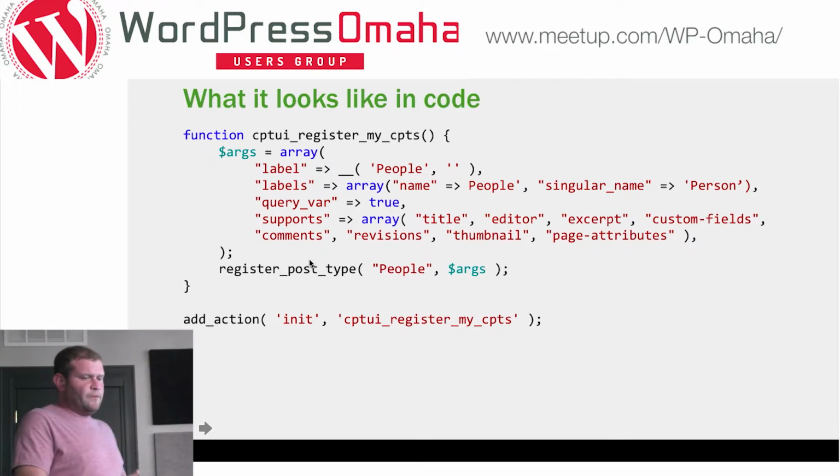I define what base WordPress capabilities I want this thing to support. And then once this is created, in your little admin sidebar, you would have a menu link called People, right alongside Pages and Posts, and that goes for as many different post types as you have.